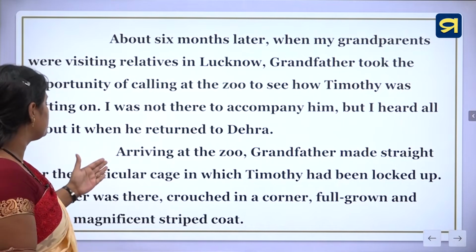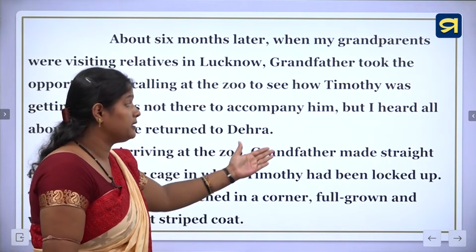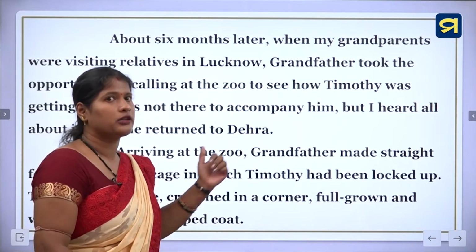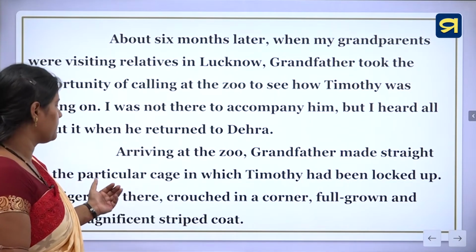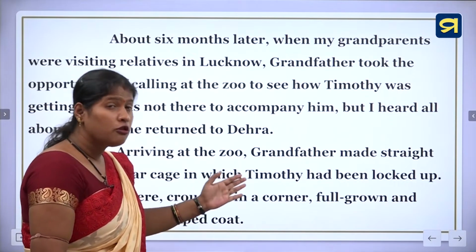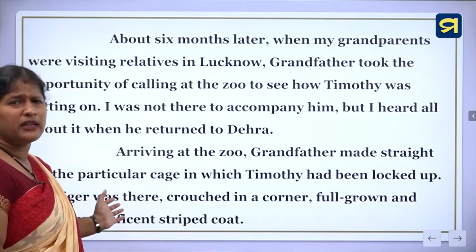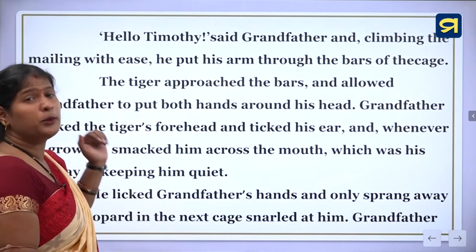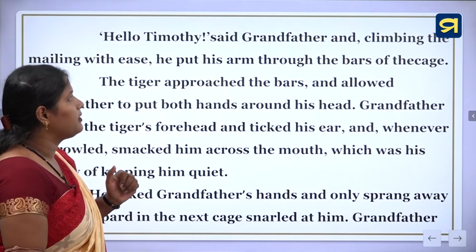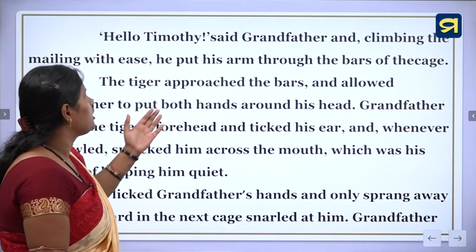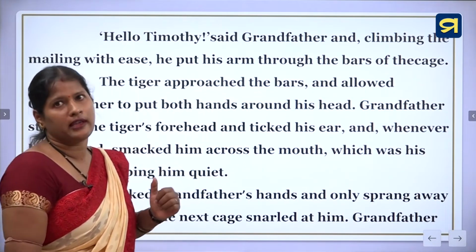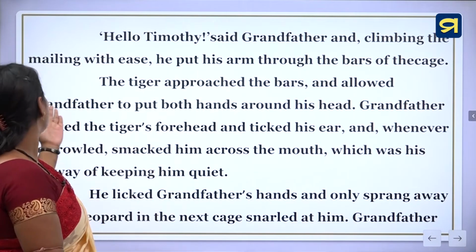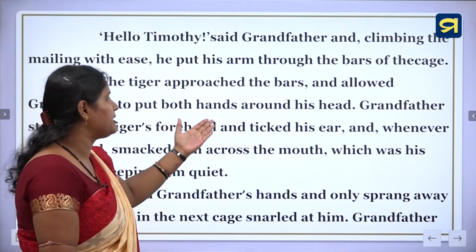Okay children, the next paragraph. Arriving at the zoo, grandfather made straight for the particular cage in which Timothy had been locked up. The tiger was there, crouched in a corner, full grown and with a magnificent striped coat. Okay children, next one. Hello Timothy, said grandfather, and climbing the railing with ease, he put his arm through the bars of the cage. The tiger approached the bars and allowed grandfather to put both hands around his head.